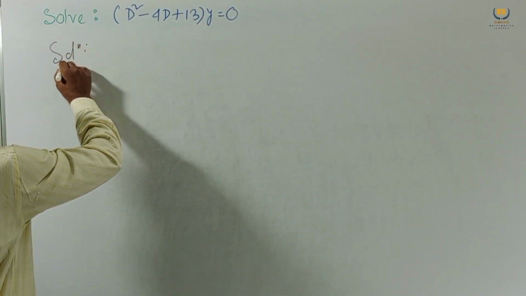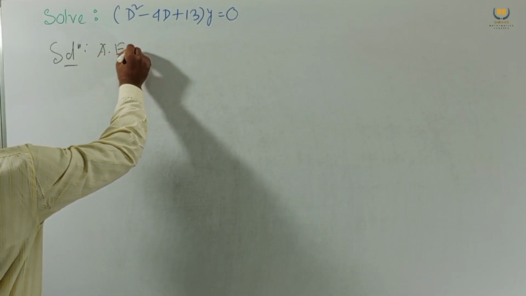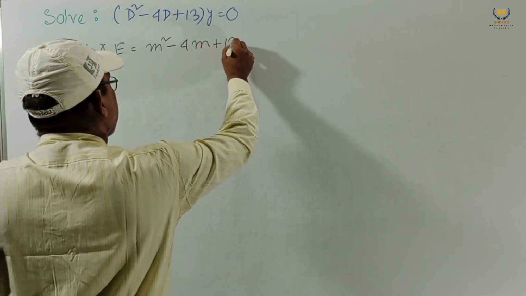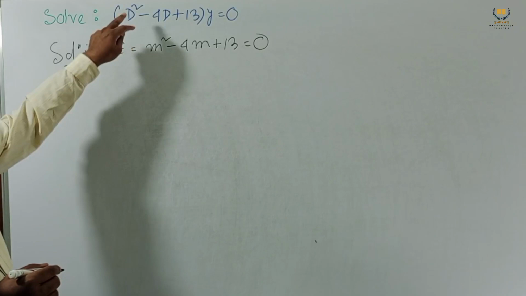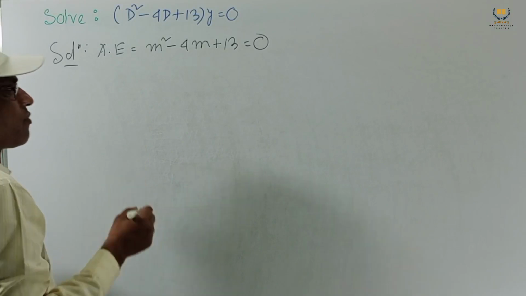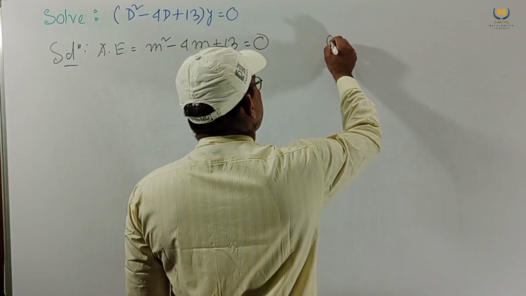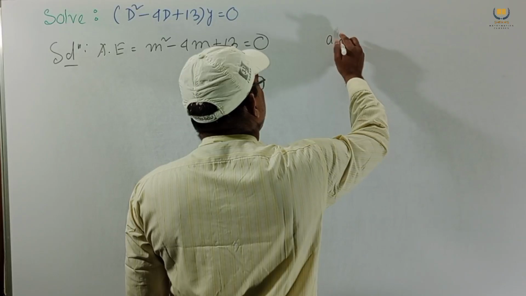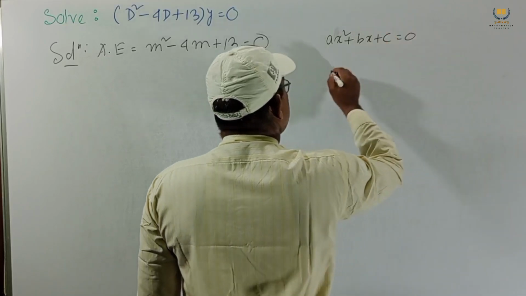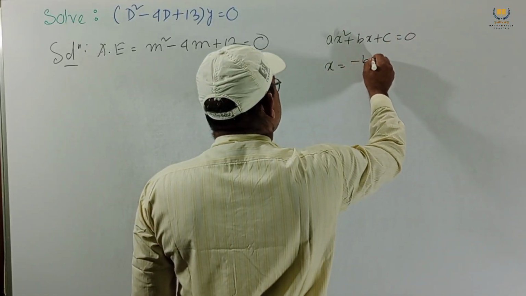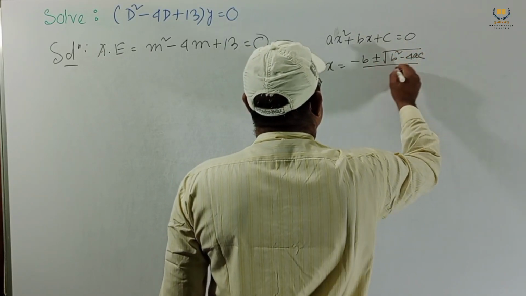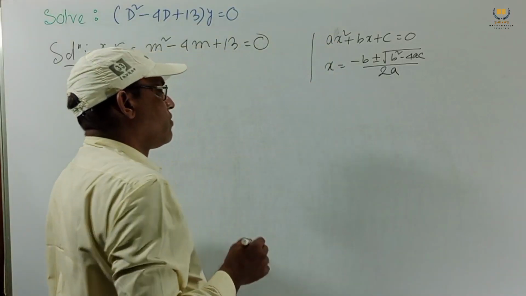So D square, directly we write the auxiliary equation. This is m square minus 4m plus 13 equal to 0. In place of D we put m, and the coefficient of y is 0. So this is unable to solve. We know if we are unable to solve, then we use the quadratic formula: ax square plus bx plus c equal to 0, then x equal to minus b plus minus root of b square minus 4ac by twice a. We know this formula.